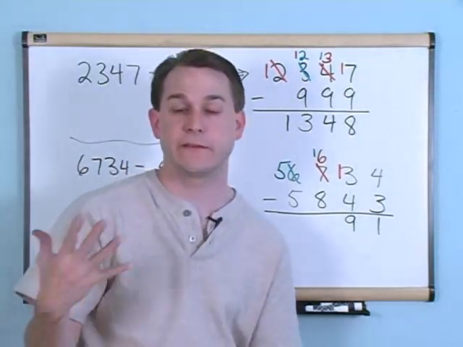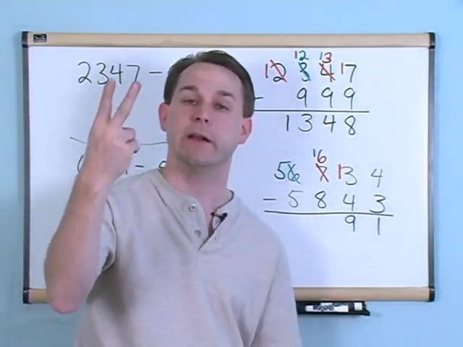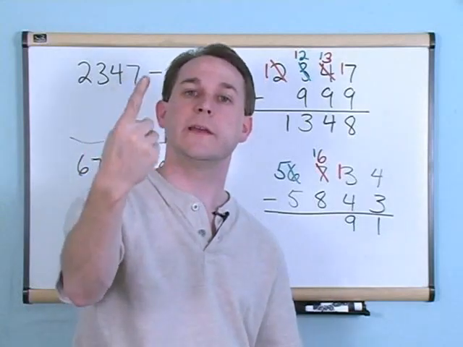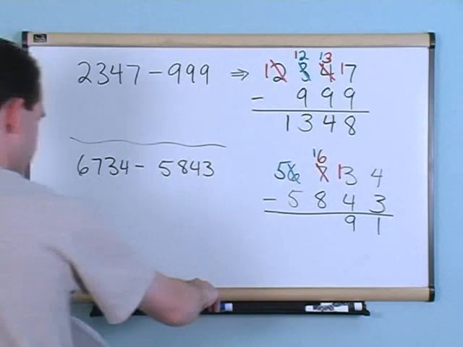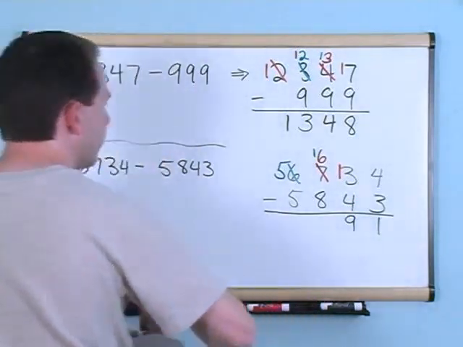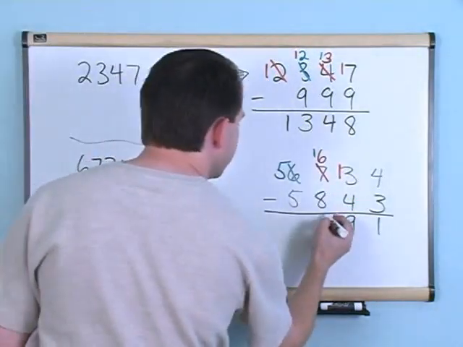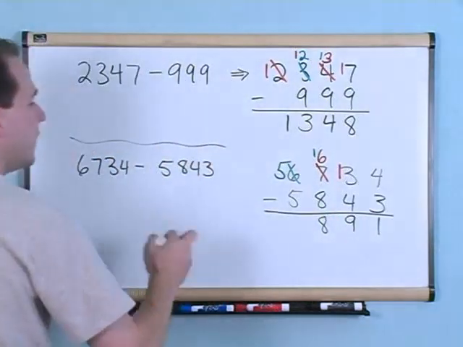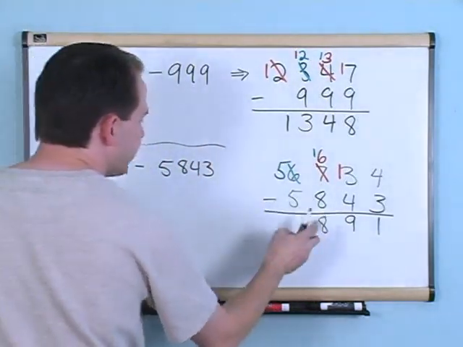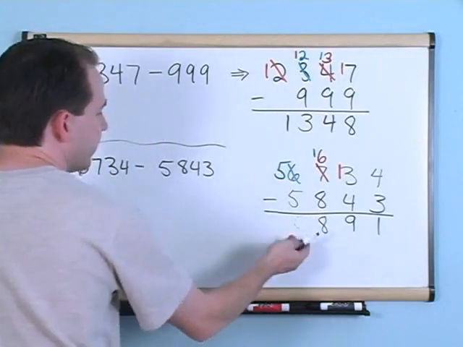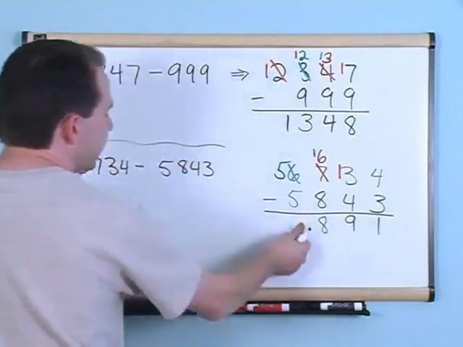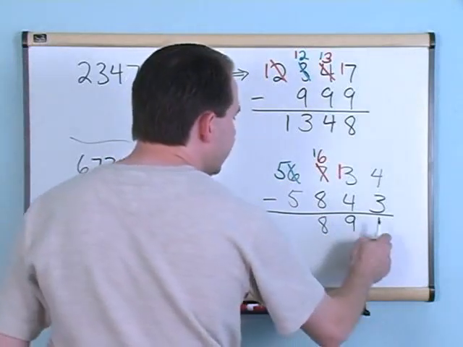And the way you can figure that out, starting at 16, 15, 14, 13, 12, 11, 10, 9, 8. I took away 8, and that gave me 8 in the final answer. Now moving to this column, 5 minus 5 is just going to give me a 0, so I can put a 0 here. But any 0 in the front is just not going to matter. You don't even have to write it down. So the answer is 891.